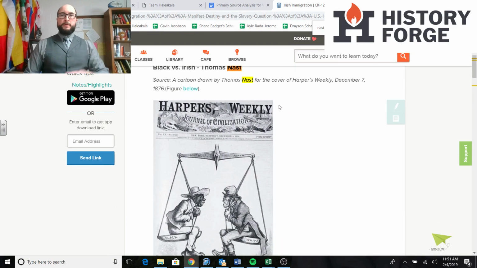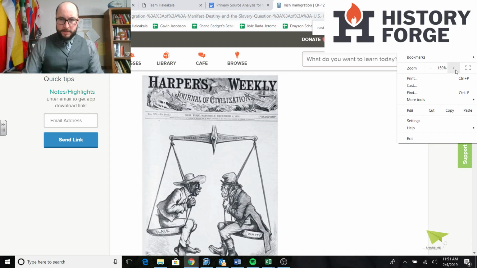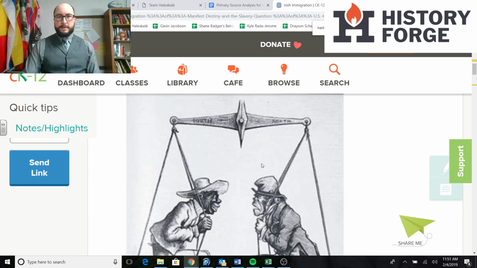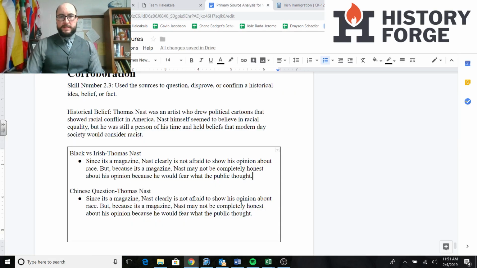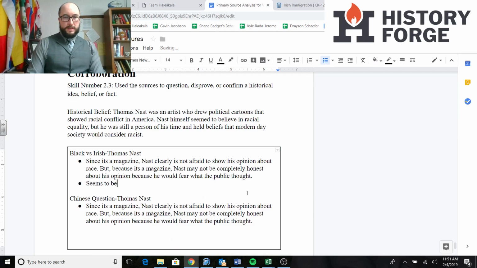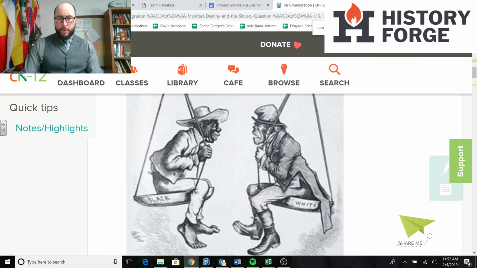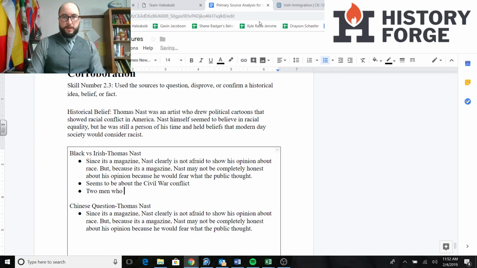All right, so now looking at our picture here, let's zoom in so we can make more observations of it. Here we go. It says Harper's Weekly, Journal of Civilization. We already know it's a magazine. Up here it says South and North, so we could say that seems to be about the Civil War conflict. Looking at this, we have two men. One is black, one is white. They even say black and white right here, so we could say that too. Two men who are racially black and white.